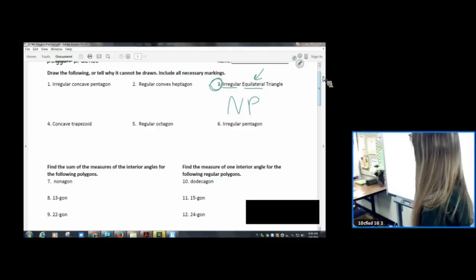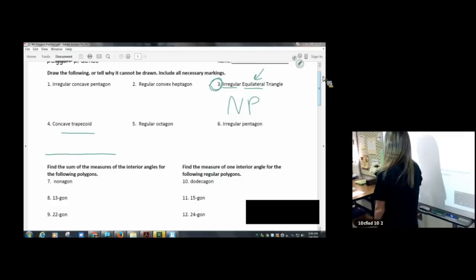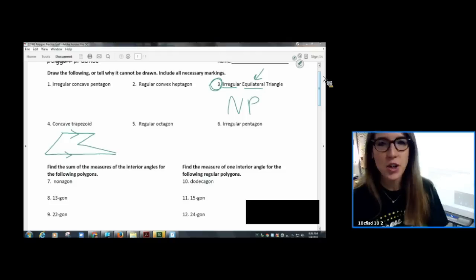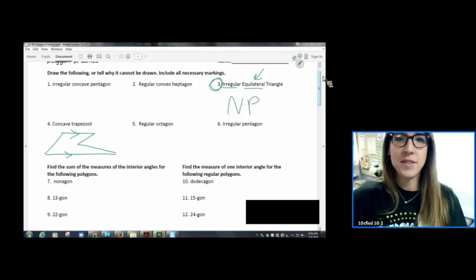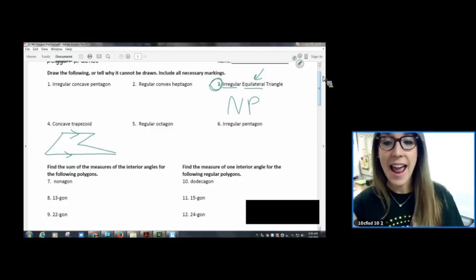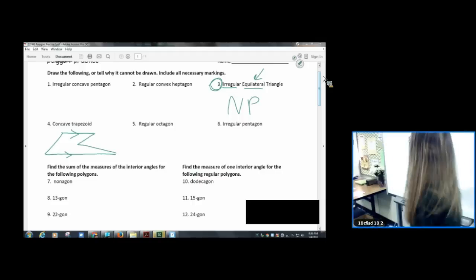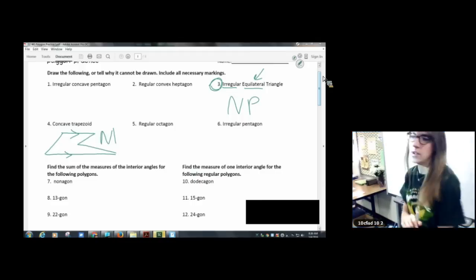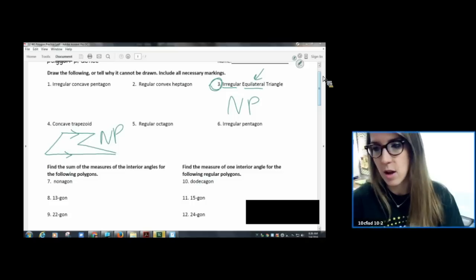Number 4 is also not possible. If I try to draw myself a trapezoid, well, sure, I could make that concave, but then it's not a trapezoid anymore, right? That's a pentagon. So as soon as I caved in one of the sides, I no longer had 4 sides. I had to add an extra side there. I had to have a pentagon, 5 sides. So that's why this one is also not possible. You cannot have a concave trapezoid. They're all convex, all of them.